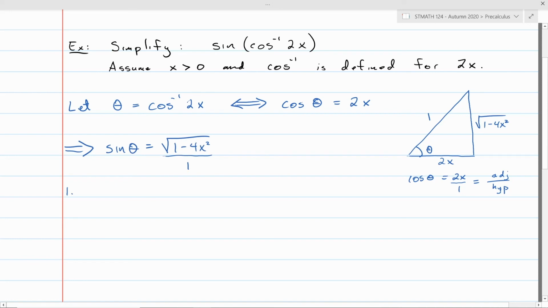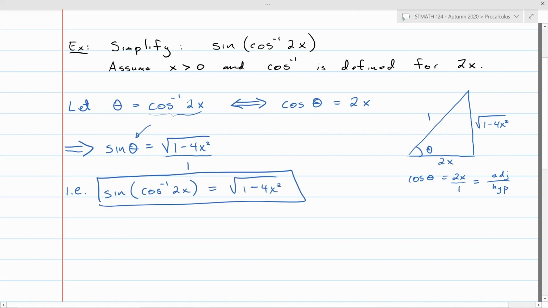But remember what theta is equal to. Theta is cosine inverse of 2x. So what we just found is that sine of cosine inverse of 2x is equal to the square root of 1 minus 4x squared. And that was the simplification that I was looking for.